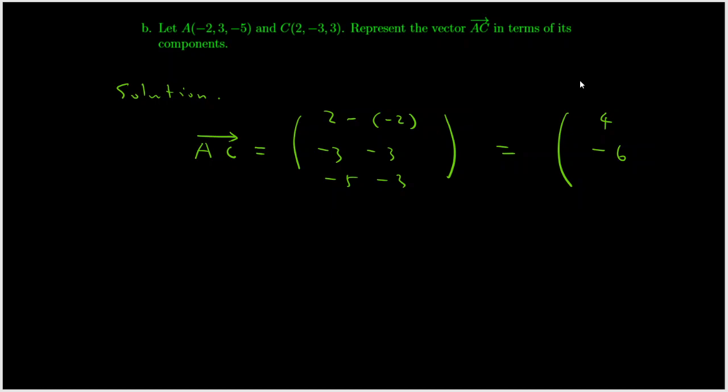I did something wrong. Yeah, it should be 3 minus negative 5. Yeah, the third component is wrong. 3 minus negative 5. So the third component is 8, is that right? I think that's right. Okay, a question like that is easy as long as you know what's going on.